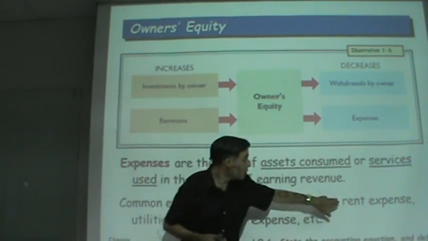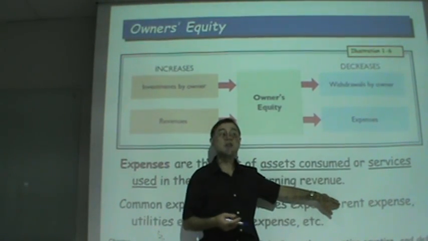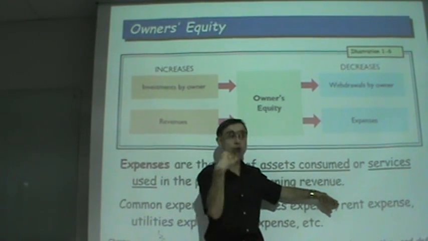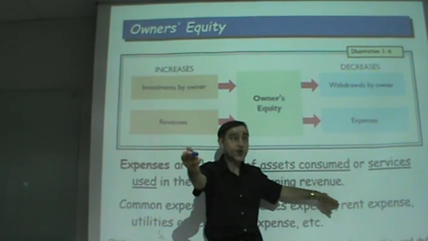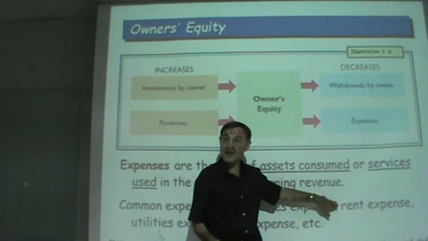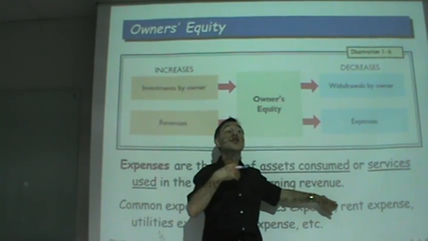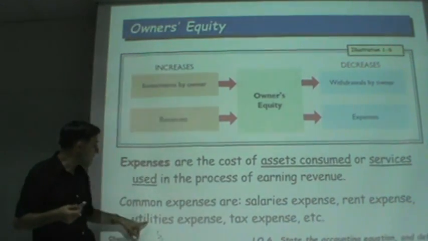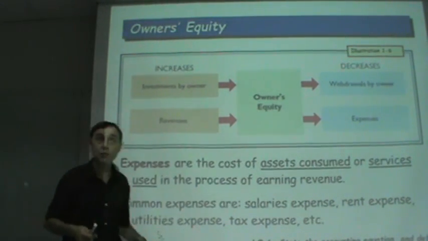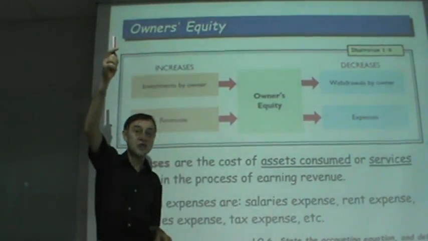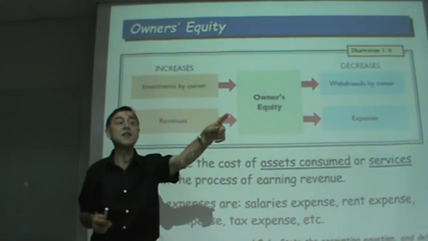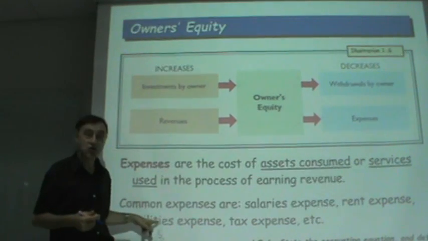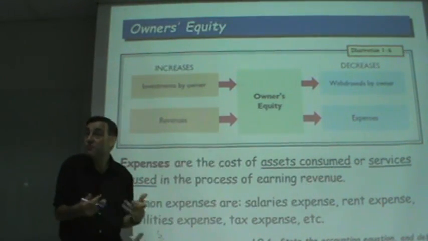Okay, rent expense. I already explained rent revenue, which is the money you receive when you give real estate for rent. This is the money you pay when you use real estate. You also have utilities, and I explained one utility is electricity. Another utility is water. So water and electricity are expenses which a business has.